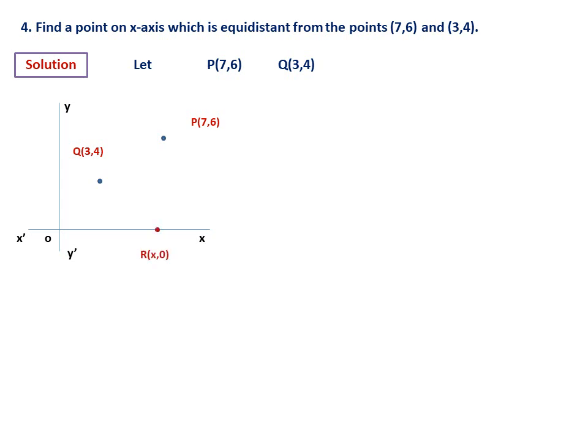Therefore we have to locate one point, let us say R, and it is on x-axis, therefore its value should be (x0, 0) because the y coordinate is 0. Now what is the condition? Let R(x0, 0) be the point on the x-axis. Then what is given is RP equal to RQ. They are equidistant. So this is the condition. Now we have to use this.